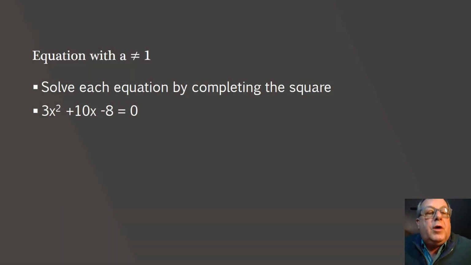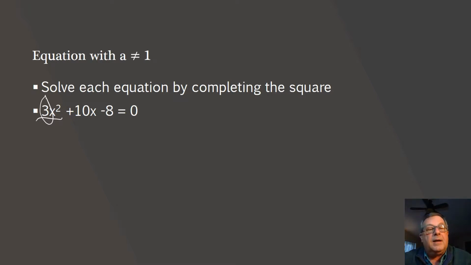Well, now we have the pleasure of solving an equation where a is not equal to 1 by completing the square. Now, this a represents the coefficient of the quadratic term. This is the quadratic term here. And we might also refer to that as the coefficient of the leading term, this 3. And we could also call it the lead coefficient. But if we're going to try to complete the square, we need to get this lead coefficient to 1.